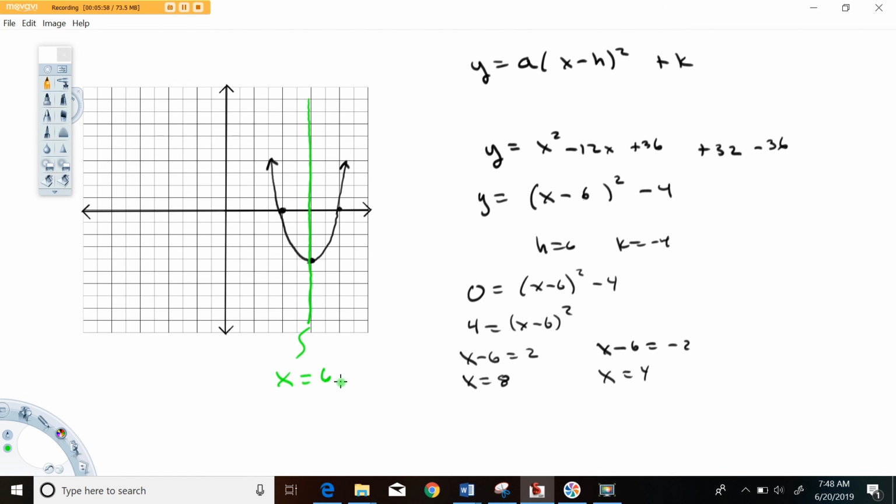Here's a quick sketch done by completing the square. I hope that this video helped demonstrate how to do this.